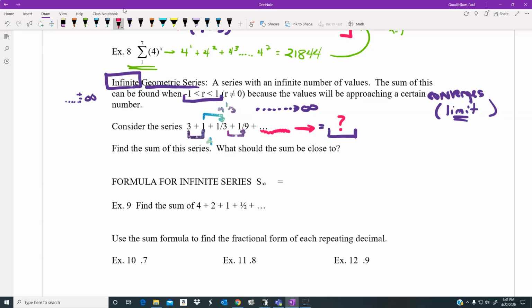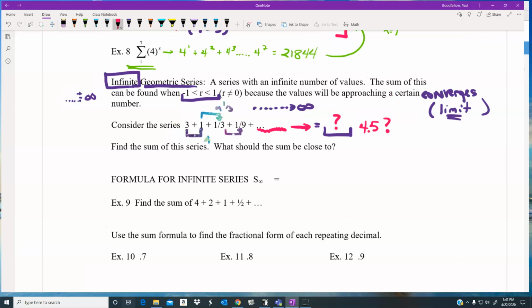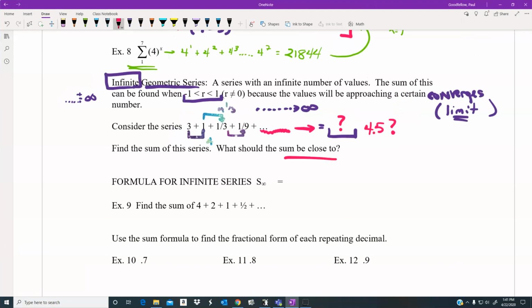You got a probably good guess? I think it might be like 4.5. Does that seem like a reasonable guess? It's bigger than a third, but it probably is not going to make it to a half. Now, how can I discuss that or see what it should come close to? Well, let's see. What should it be?